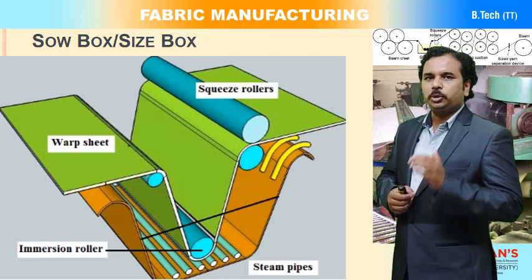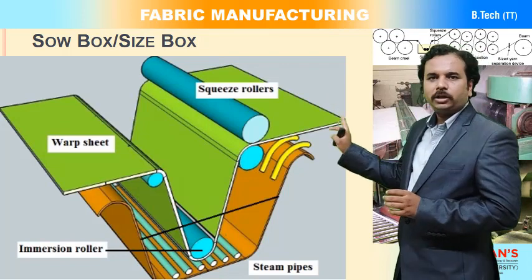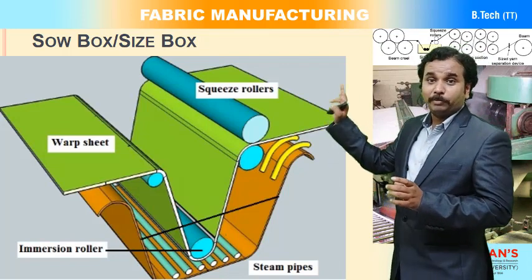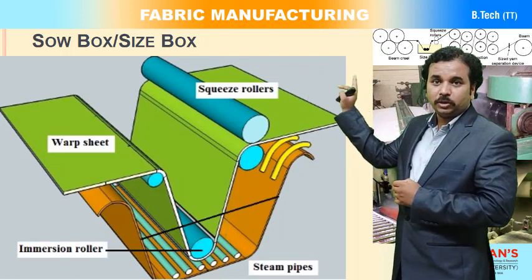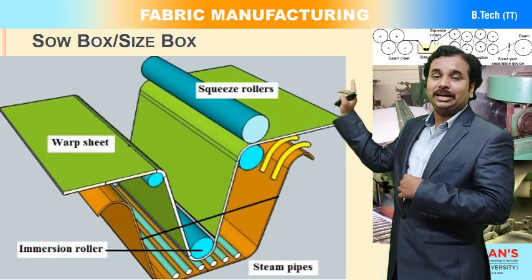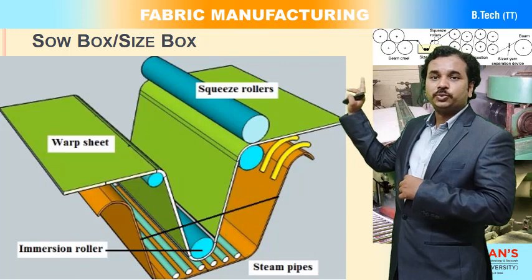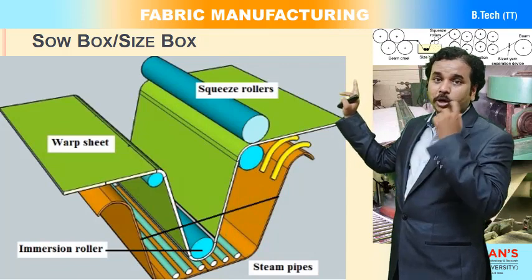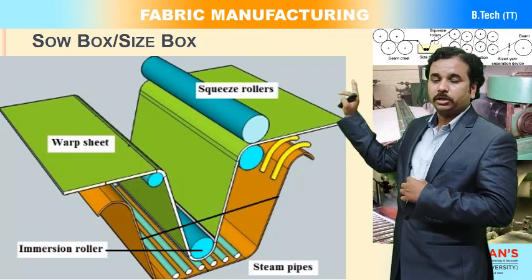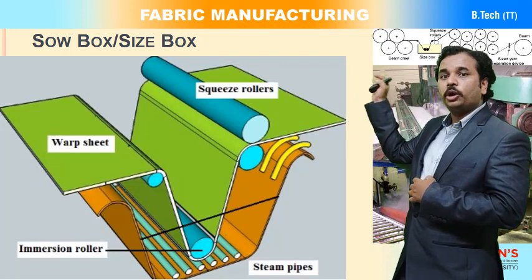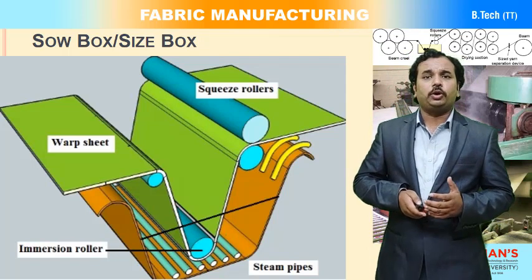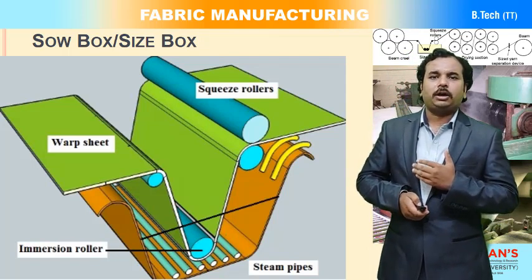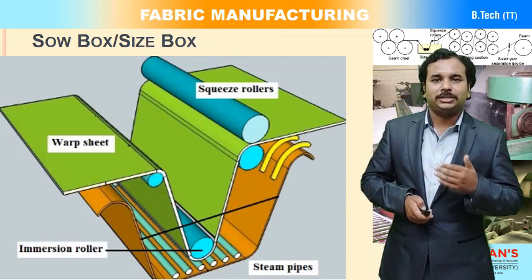And specifically you can see that there is a trough and there are steam pipes, there is an immersion roller and there is a guide roller and there are squeezing rollers where exactly the warp sheet is going to be squeezed. Excess amount of size paste is going to be removed from the warp sheet. After that the warp sheet is going to be sent to the drying zone. Okay, so this is how the size box is.